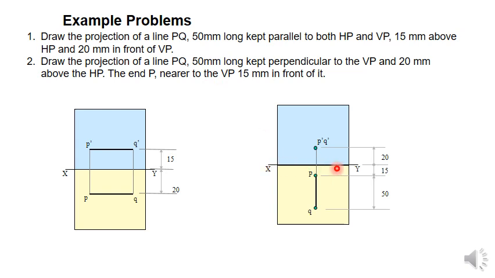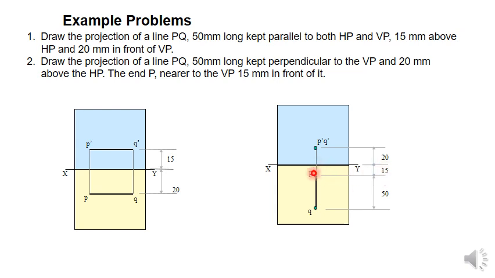So first draw the XY line, and now the line is perpendicular to the VP and 20 mm above HP. So this point is 20 mm above HP. This entire line is appearing as a point. This point is actually the entire line, and this point is how much? 20 mm above HP, so take that distance. Now the end P which is nearer to VP is 15 mm in front of VP. So first draw P here in the same line of P dash. That point you can obtain at a distance of 15 mm.